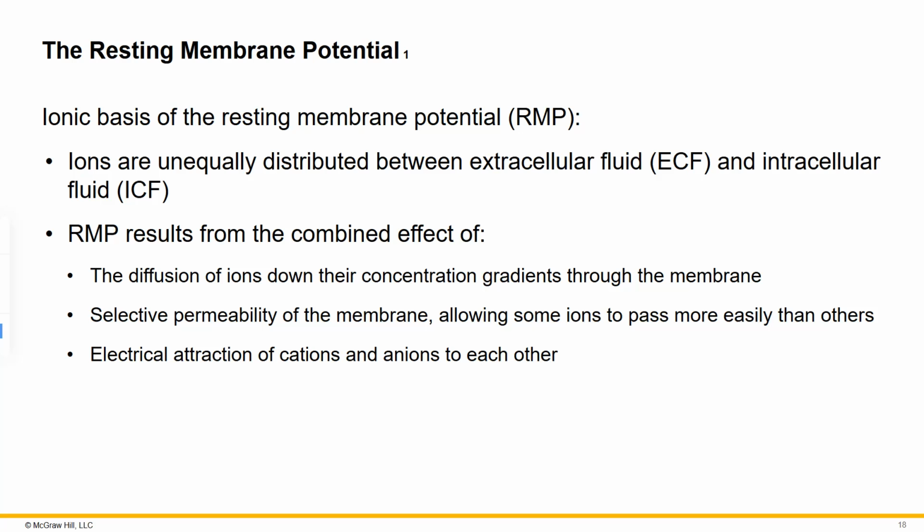So the resting membrane potential, the ionic basis of the resting membrane potential: ions are unequally distributed between extracellular fluid and intracellular fluid. The resting membrane potential results from a combined effect of the diffusion of ions down their concentration gradients through the membrane, selective permeability of the membrane, allowing some ions to pass more easily than others, and electrical attraction of the cations and anions to each other.